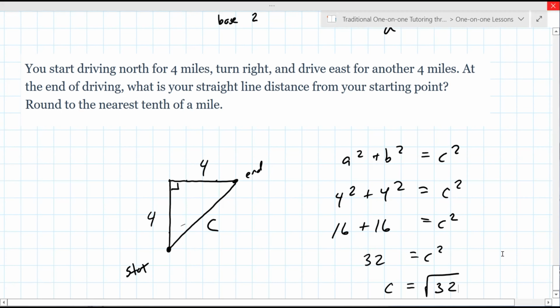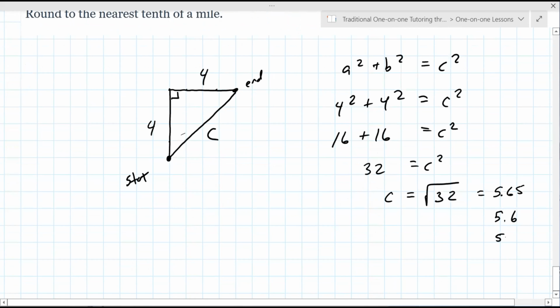This one is worth doing, even if you've got the calculator on your computer. Could you just punch that in for me and let me know what you come up with? 5.65685. Okay, so we're just rounding to the nearest tenth. Does that round to 5.6 or 5.7? 5.7. Yeah, exactly, because of that 5 there.